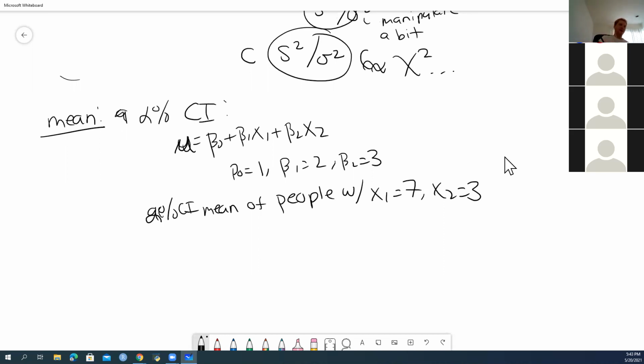So remember, our point estimate is going to be mu hat, which is going to be beta naught, so 1, plus 2 times 7, plus 3 times 3. And that gives our estimate.